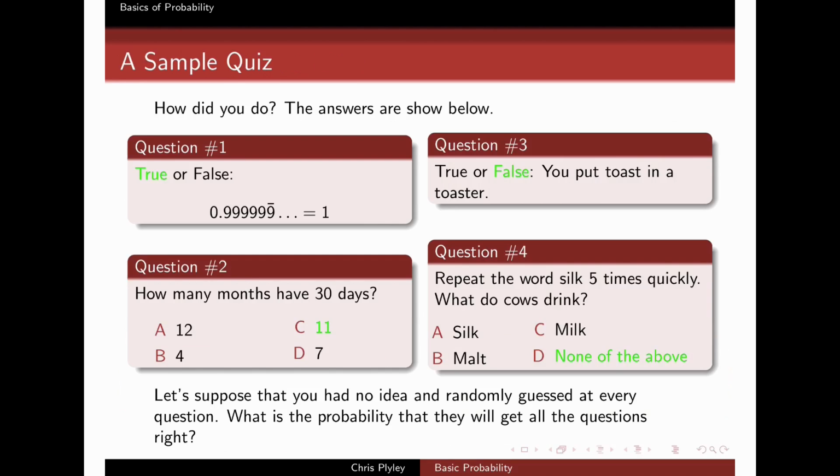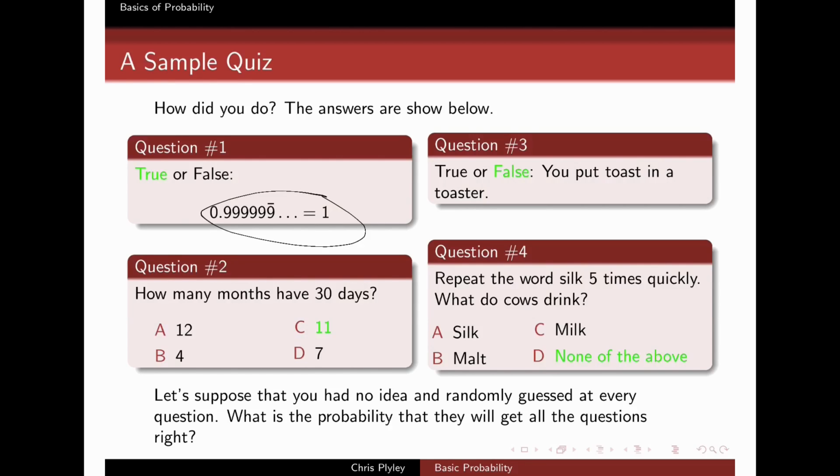Okay, so what are the answers? Let's see. Question number 1, it's true. Did you say false? It is true. This and this are the same number. I have to explain that to my calculus students sometimes when I talk about limits and stuff. But these are actually the same number in mathematics. And if you're curious about that, you can ask me in class.